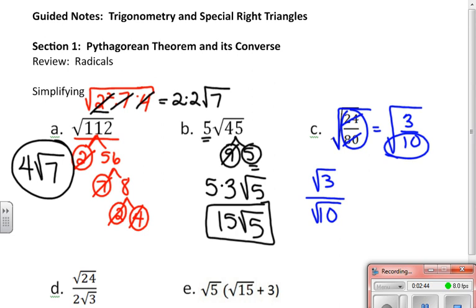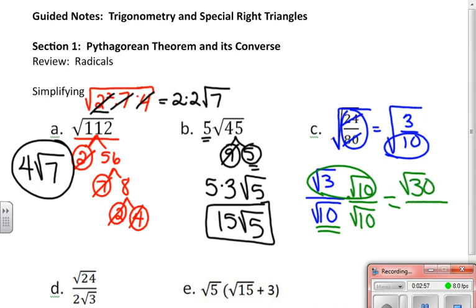Then I have to go through that process of rationalizing the denominator, of multiplying the numerator and denominator by that value. Like radicals, you can just multiply them. The square root of 10 times the square root of 10 is the square root of 100, which is 10. There are no perfect squares in 30, and so that is my final answer.